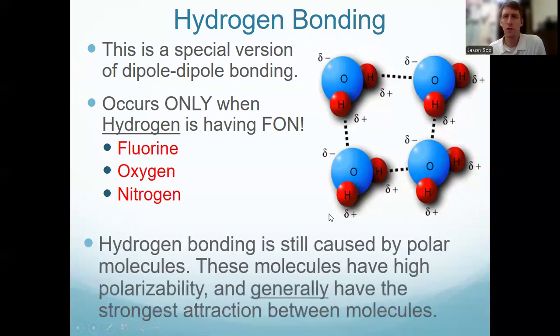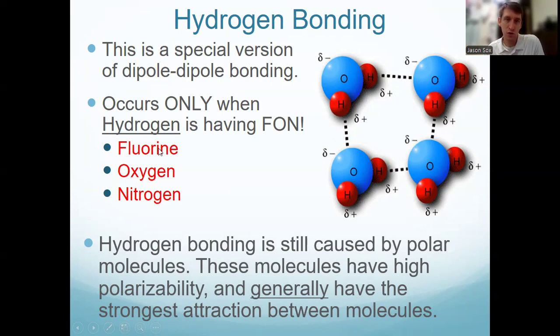Well, why only those three? This is the most extreme version of dipole-dipole interaction. It's the strongest intermolecular force when it comes to polar molecules. And so to cause that super strong interaction, we would need very big differences between the negative side of one molecule and the positive side of another molecule. Well, what would cause these partial charges to be different? It has to do with the difference in electronegativities within the molecule itself.